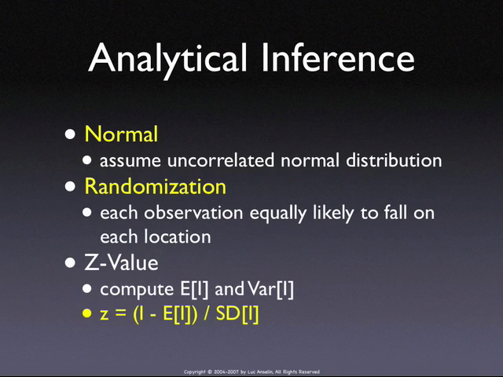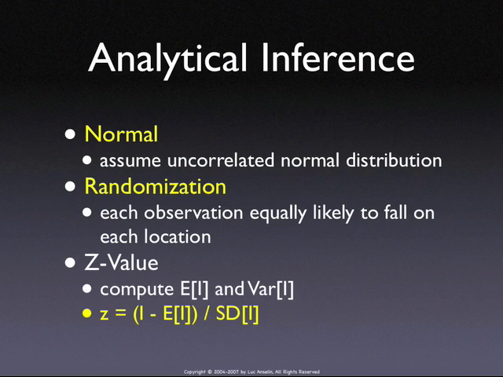In the analytical inference, as we said, we have the two approaches. One is called normal, which again assumes an uncorrelated normal distribution for the variable. The other one is randomization, and this is that each observation is equally likely to fall on each location. And then what we use is what we call a z-value, which is taking the original statistic, I, centering it, subtracting the mean, and dividing by the square root of the variance, both of which we compute using one of these two assumptions.